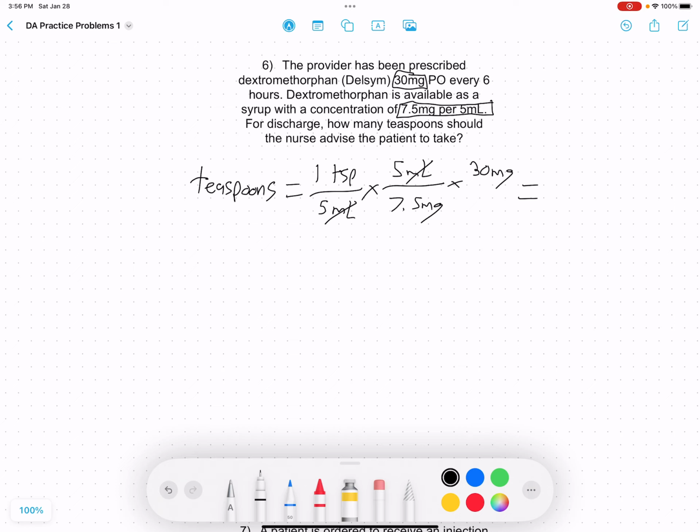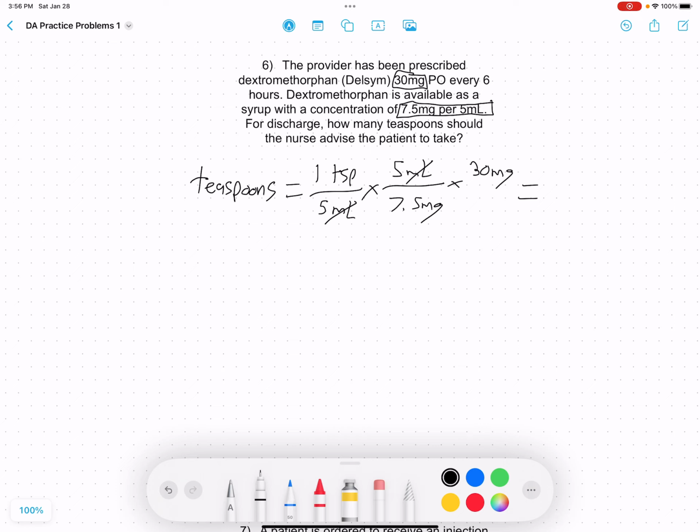Now, does the every 6 hours matter? No, it does not. Not for this question. This is a complicated question you need to read very carefully. The answer is not asking what you're administering over 24 hours or whatever else. It's just asking how many teaspoons should the nurse advise the patient to take. So, do we need to include those 6 hours for this question? No, we don't. In other questions, maybe you do, but not for this one.